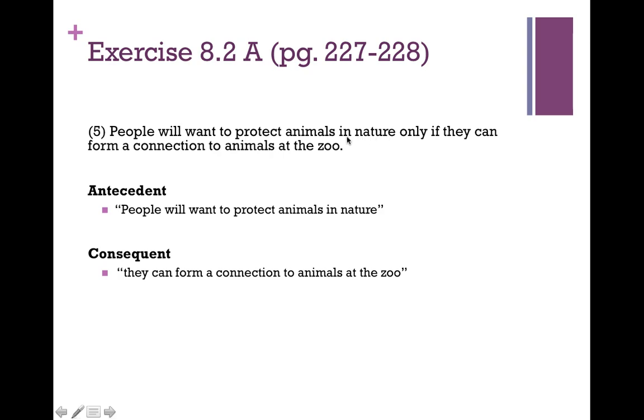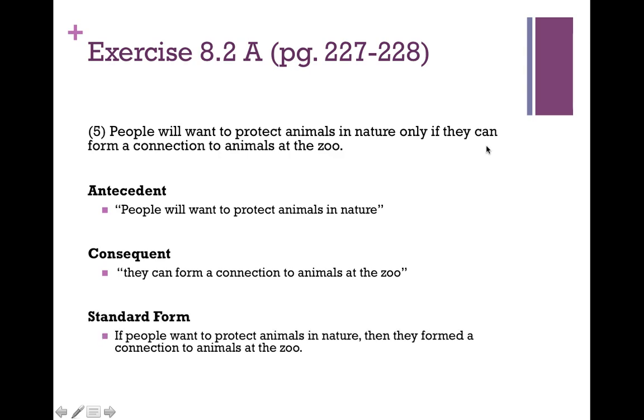People will want to do X only if this other thing occurs. People will want to protect animals only if. That means this is a requirement. And if they can form a connection at the zoo is a requirement, that makes it the consequent, which means it comes after the then part of the if-then statement. So this is how we would put the proposition in standard form. If people want to protect animals in nature, then they formed a connection to animals at the zoo. Here I did have to change they can form to they formed. That's just for stylistic reasons.